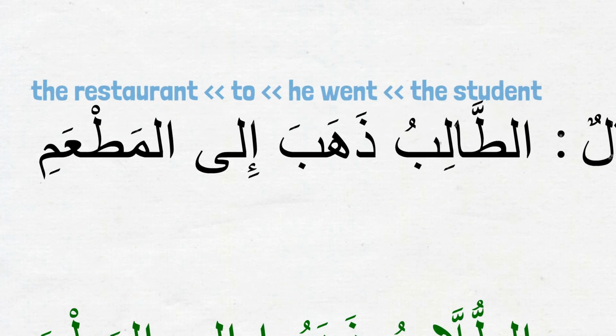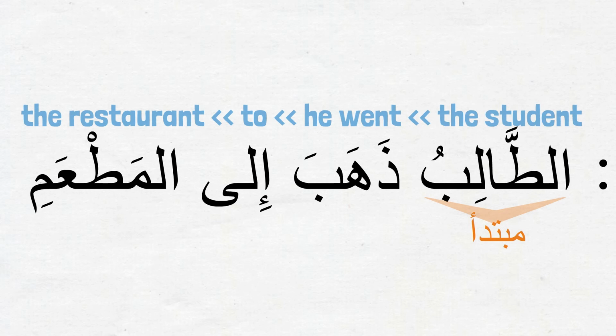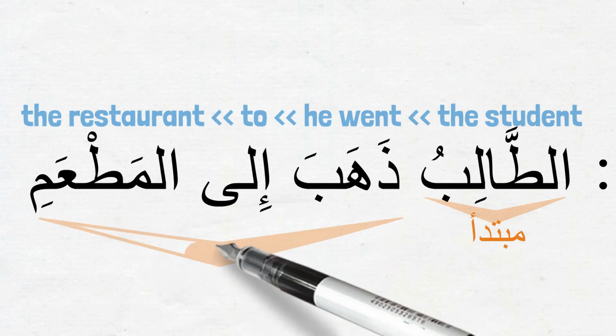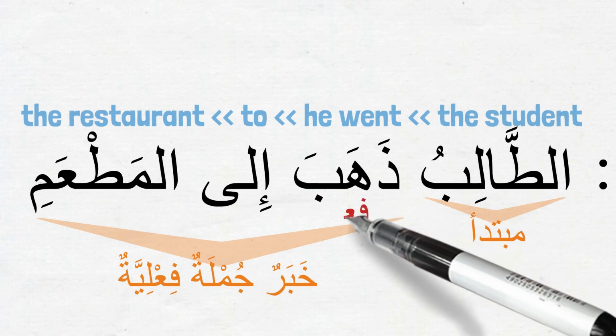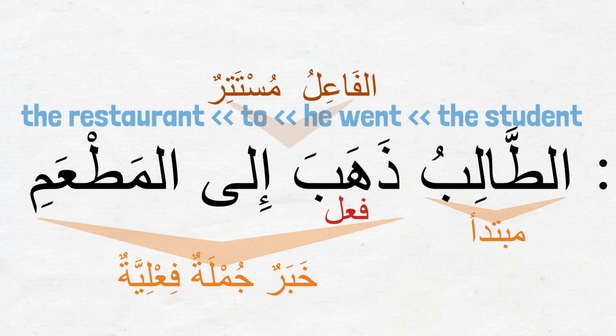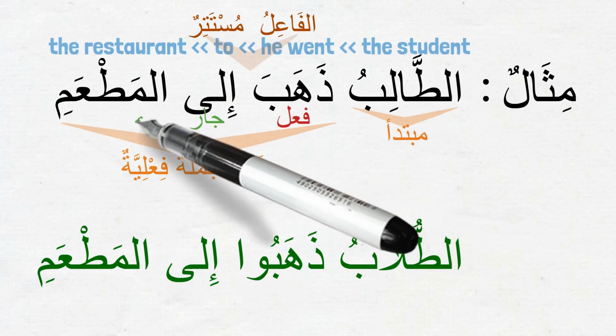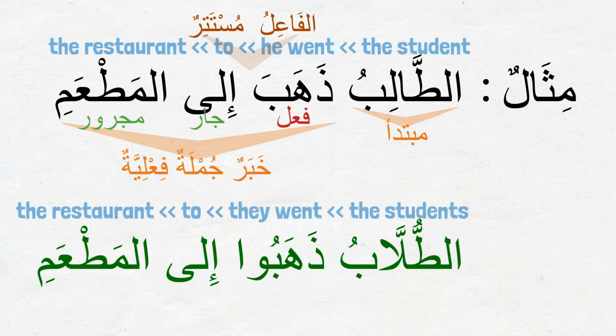This is an ismiya sentence because it is starting with the ism الطالب. What do you think would be the khabar? The khabar is the jumla fi'aliyya ذهب إلى المطعم. He went to the restaurant. And in this verbal sentence, the fi'al is ذهب, فاعله مستتر, its doer is hidden, and إلى المطعم is jar wa majrur. Now the plural version of this sentence is الطلاب ذهبوا إلى المطعم.